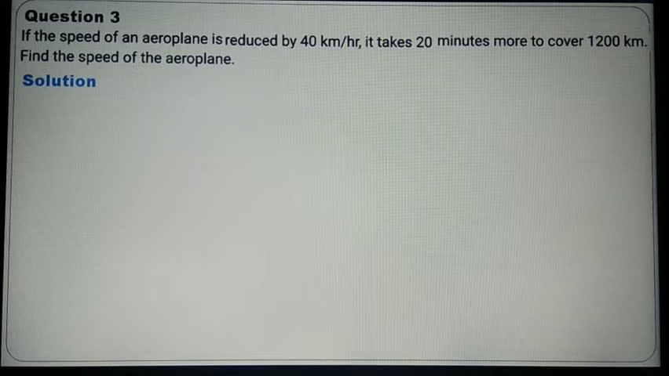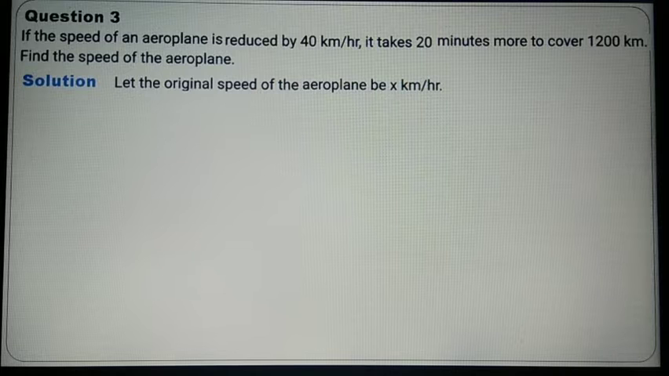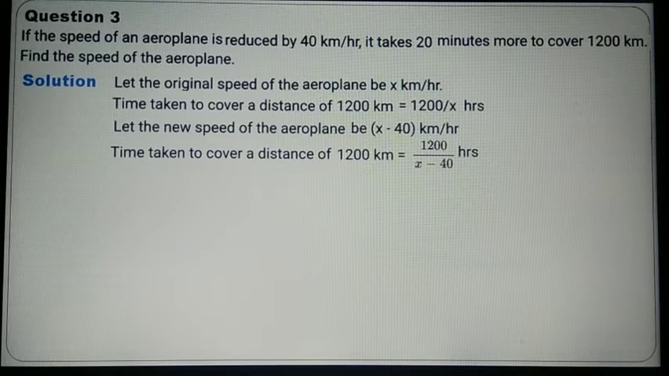So let's see this question. If the speed of an airplane is reduced, so again it's the same kind of question. This time the speed is reduced, and it takes 20 minutes more to cover a distance of 1200 kilometers. So find the speed of the aeroplane. You will try this problem by yourself, or else you can take this much of hint and proceed from here. So pause the video to note down the hint.